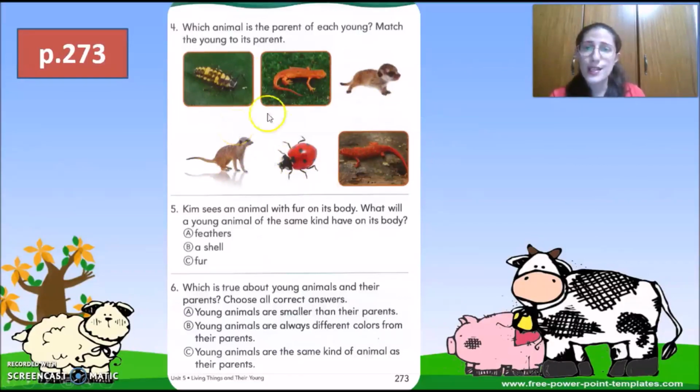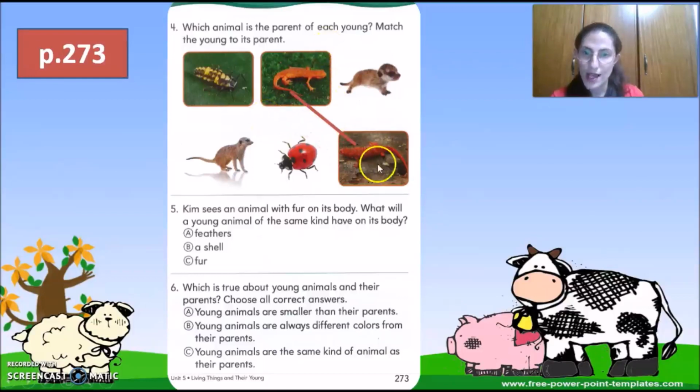Which parent is the parent of the lizard? Which picture is the parent of the lizard? Indeed, that is. Which is the parent of the prairie dog? Or where is the young of the prairie dog? The third picture, excellent. And which one is the parent of the ladybug? Excellent, the ladybug is the parent of this picture.